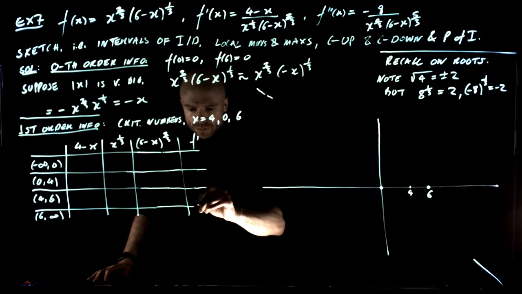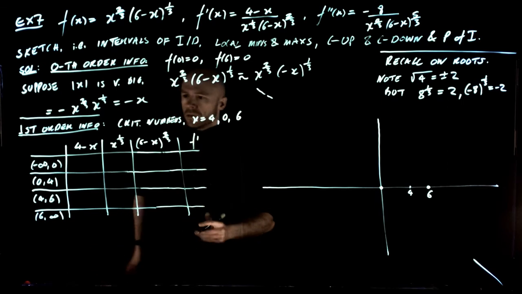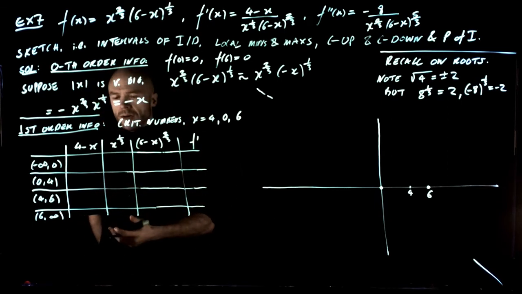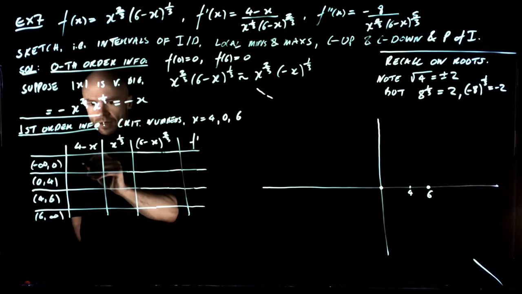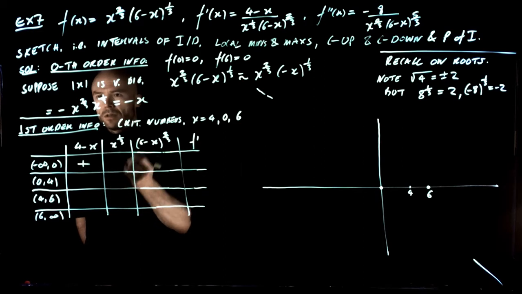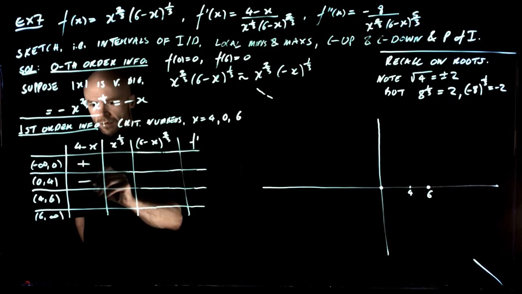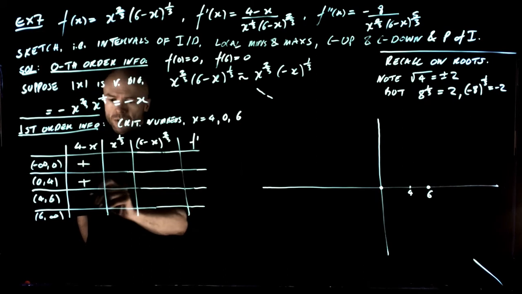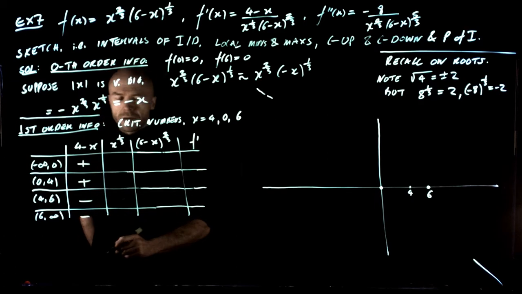All right. Now, the first factor should be easy to figure out. If we have 4 and we subtract a negative number, it's positive, right? 4 subtract a number between 0 and 4, still going to be positive, right? Because 4 minus a number less than 4 is positive. 4 minus a number bigger than 4 is negative, so these guys are negative.